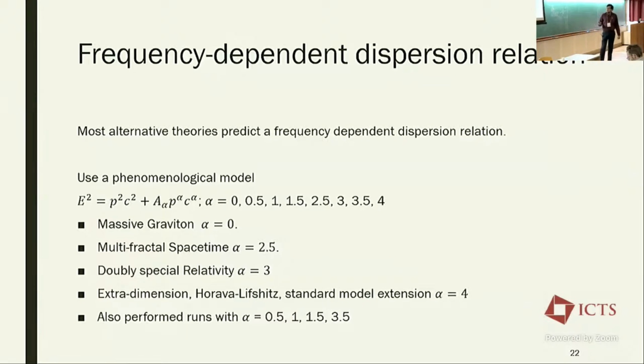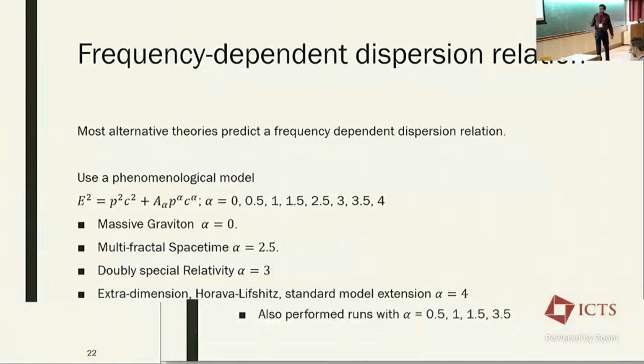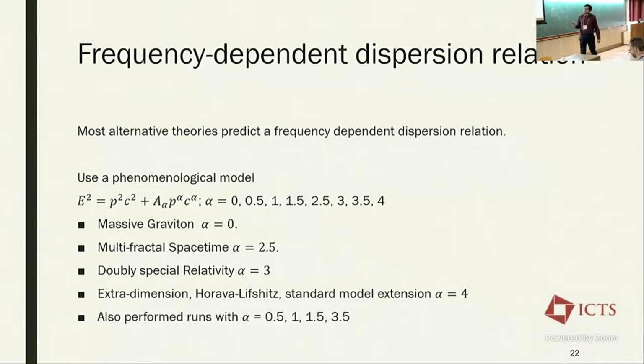So we use a phenomenological model where E squared is equal to p squared c squared plus A_alpha p^alpha c^alpha. Here there is no Einstein summation. Alpha can take any of these values. Alpha can't be 2 because if alpha is 2, then we get back the omega equal to Vk relation. So alpha can take any of these 8 values, and we can measure A_alpha using this dispersion relation.